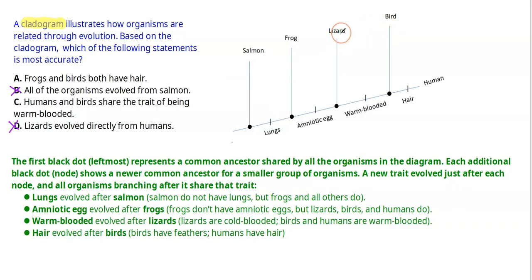So if you see something like a bird evolved from a lizard, or something like all organisms evolved from frogs, that's wrong. They evolved from common ancestors. So again, I can eliminate B and D, and now I have a 50-50 chance of guessing. But based on that, let's dig into this a little bit deeper so you understand how cladograms work.